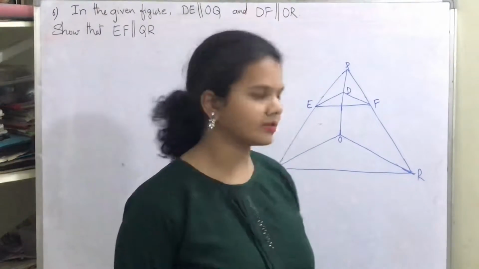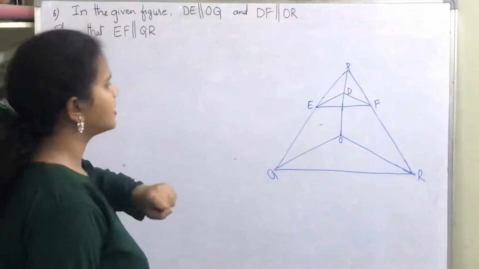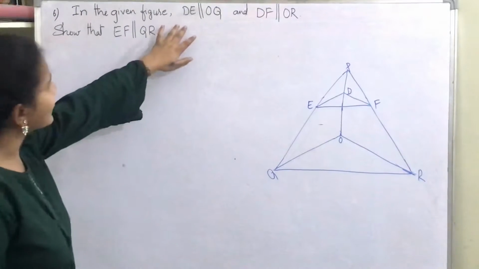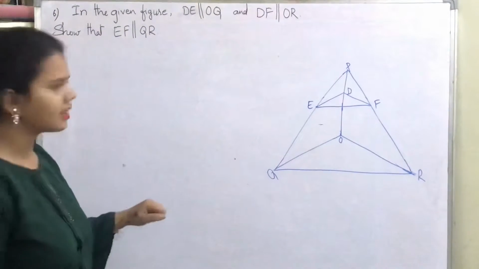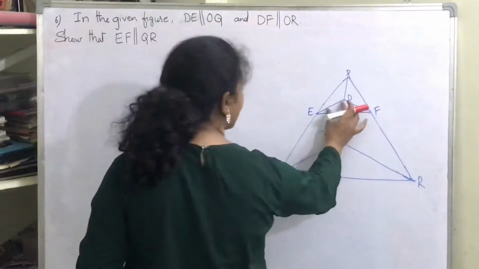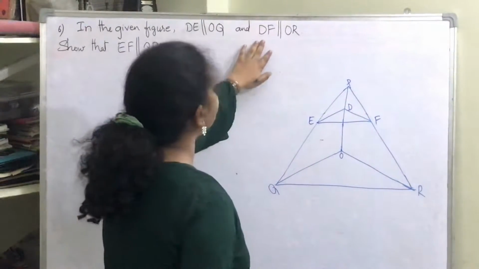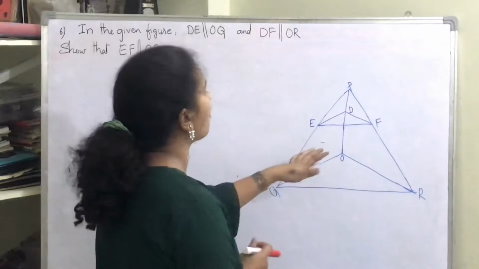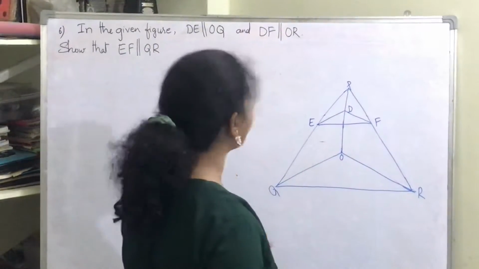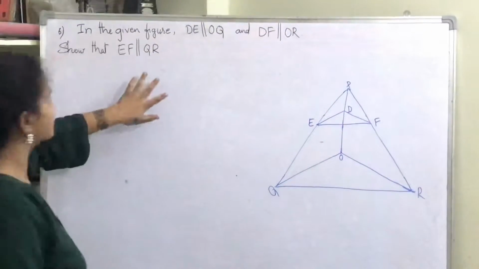Let's start with the sixth question. In the given figure, DE is parallel to OQ, and DF, which is parallel to OR, and show that EF is parallel to QR.